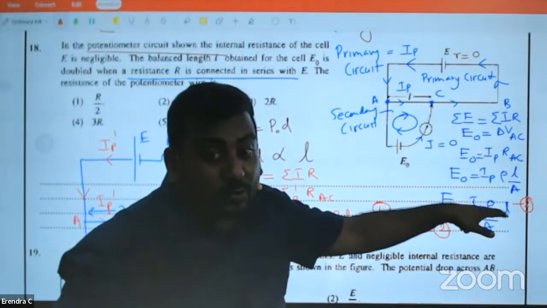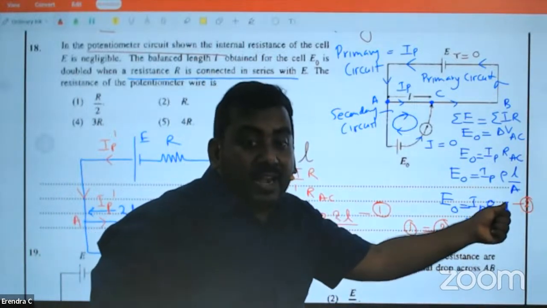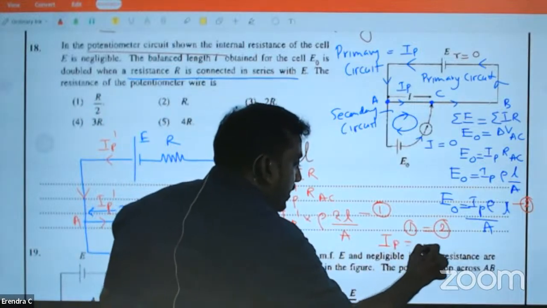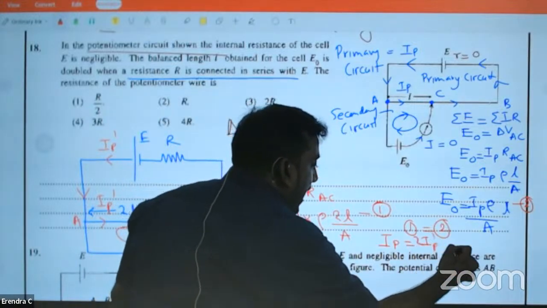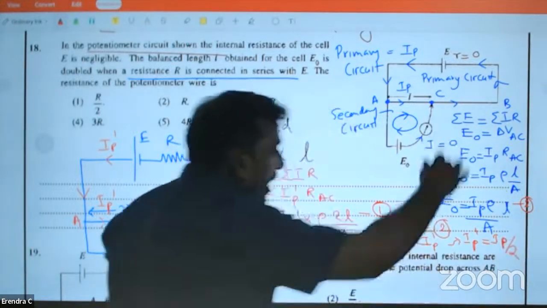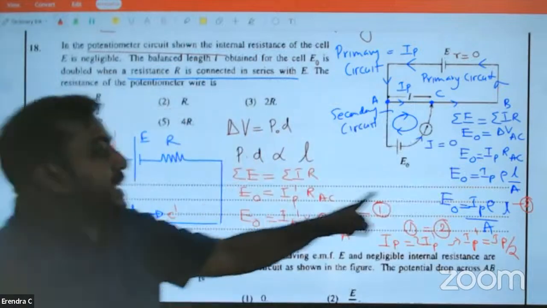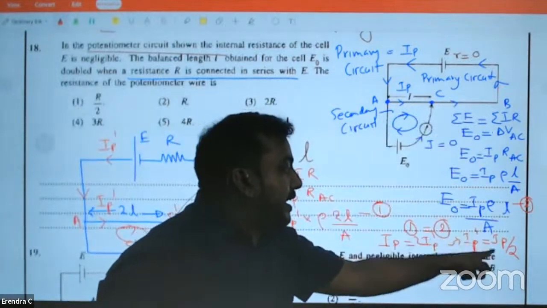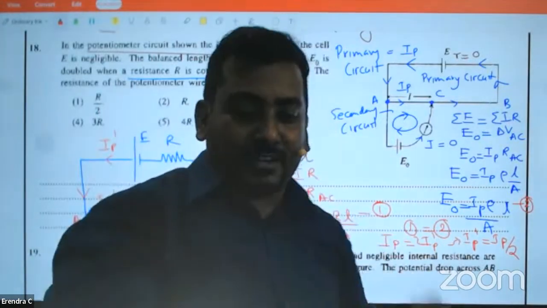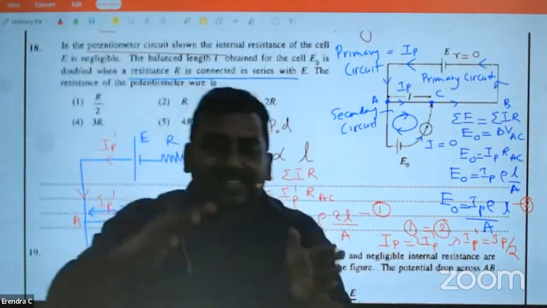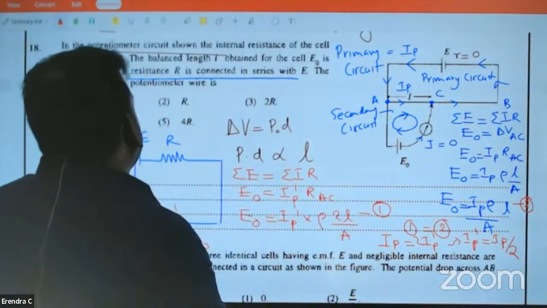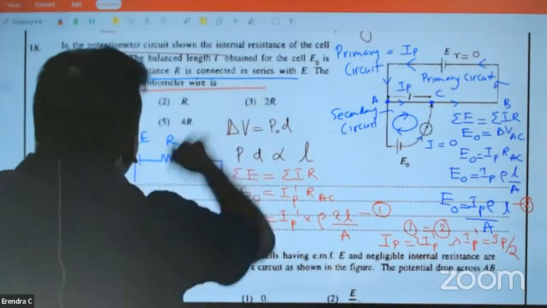Here itself I told you: how can the length double? Length is double because the current is half. IP is equal to 2 times IP dash, so IP dash equals IP divided by 2. No need to do everything. Here, length has doubled means current has become half. How can the current become half? Because the resistance has doubled. When the resistance doubles, the current will become half.